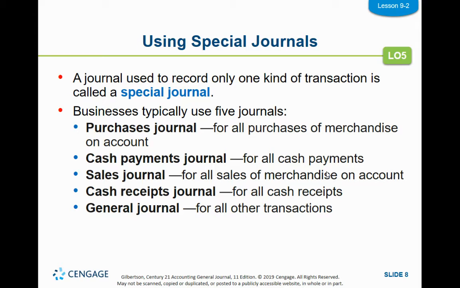And anytime you pay cash, you pay a bill, you pay a vendor, it's going to go in the cash payments journal. We will cover the sales journal and the cash receipts journal in chapter 10. We'll also go over what types of transactions we have left that will go in the general journal. So we're going to focus on purchases and cash payments in this chapter.